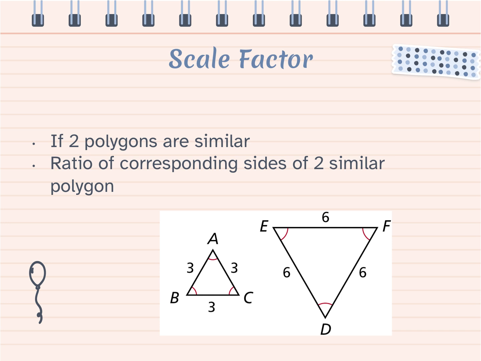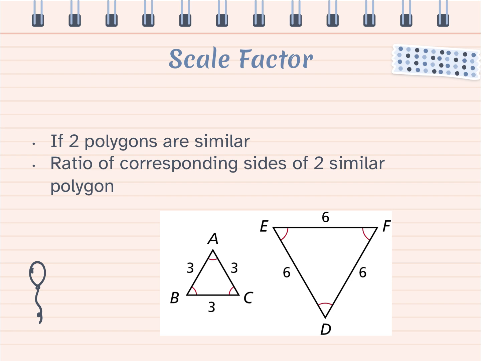All right, looking at scale factor, how are we coming up with the scale factor if two polygons are similar? So again, we know similar does not mean they're equal. Their angles are going to be equal, but the sides are proportional. Okay, so this is an equilateral triangle. All my angles and sides are congruent, so equiangular and equilateral. And they want us to find the scale factor.